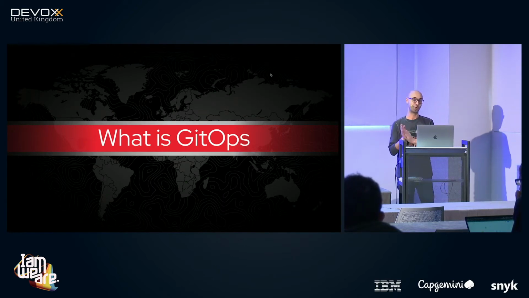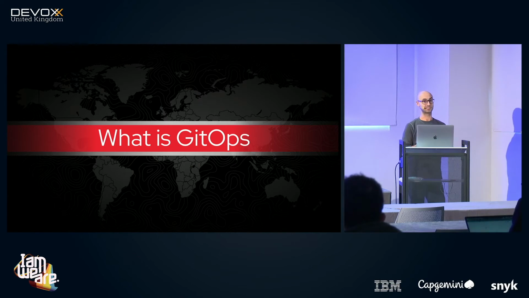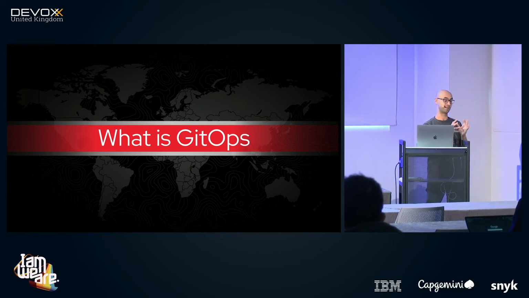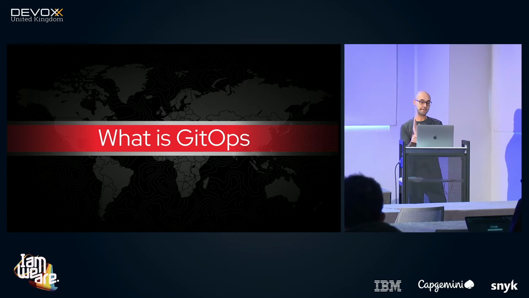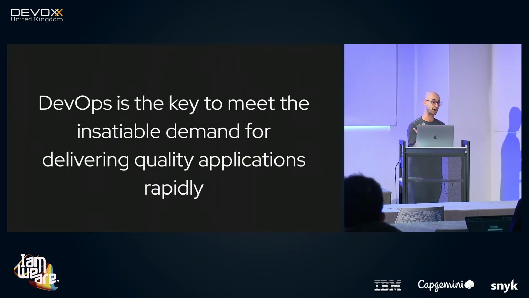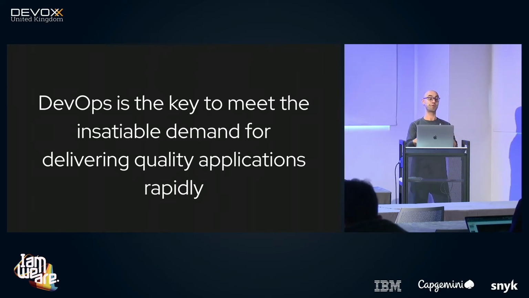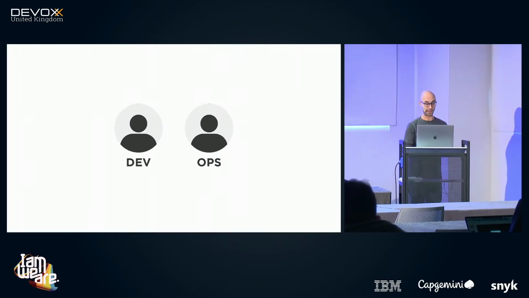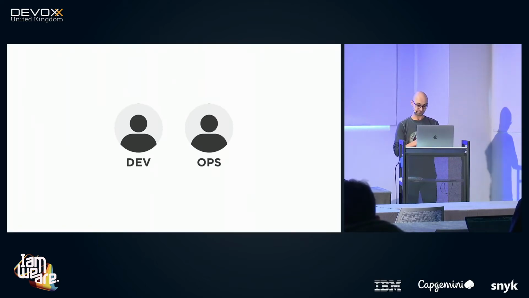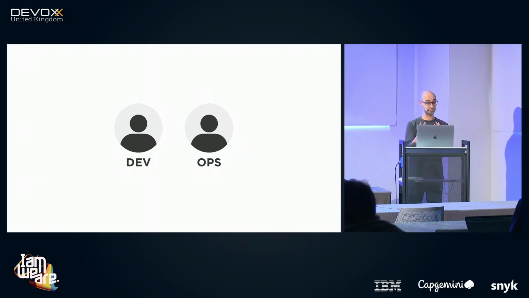So why is this important? Why is it important to start from the beginning, from the YAML file, protecting your secret? Because maybe some of you are starting with GitOps. And basically, GitOps and DevOps is the key to meet the insatiable demand for delivering quality applications rapidly. Thanks to DevOps, we are able to deploy really quickly to production in an easy, automatic way.